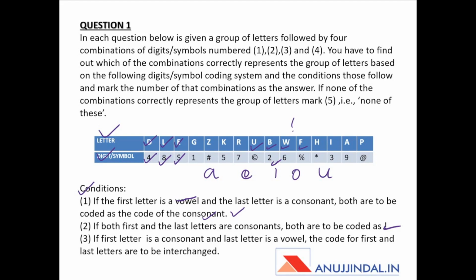Then the third condition here says if first letter is a consonant and last letter is a vowel. Now the condition is reversed. First letter is a consonant and last letter is a vowel. The code for first and last letters are to be interchanged. Let's again take this same example. If you think first letter is B and last letter is U, then the codes for these will be interchanged. Like for B we'll use the code that is copyright sign and for U we'll use the code 2.